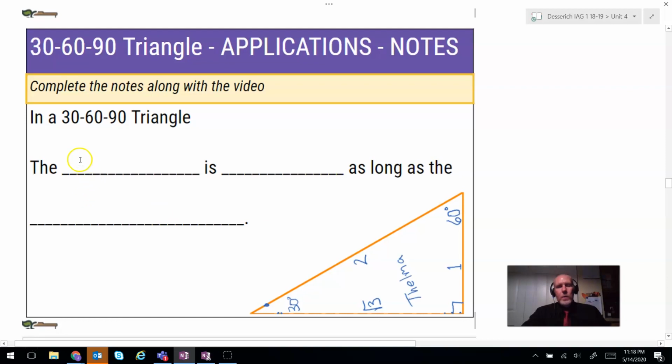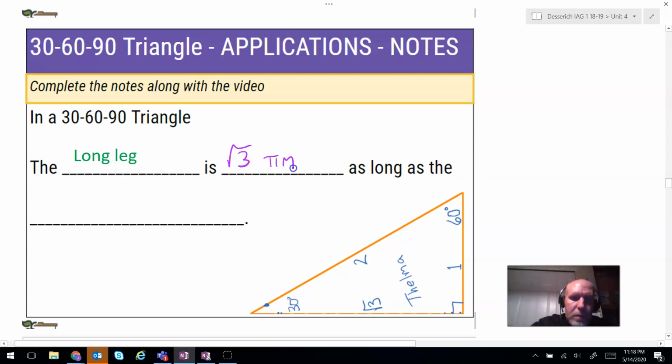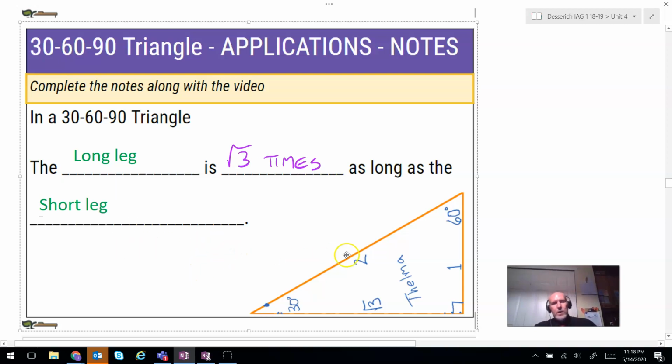Finally, when we want to talk about the long leg, that's the trickiest one, but the long leg is going to be compared to the short leg, and it is basically square root of 3 times as long as the short leg. So that long leg is square root of 3 times as long as the short leg, which makes for a little bit of a weird relationship, but gets us to practice all those cool radical relationships that we learned throughout e-school.